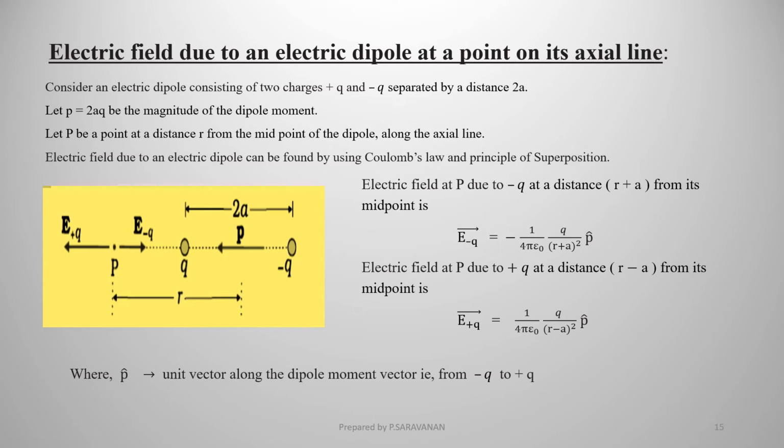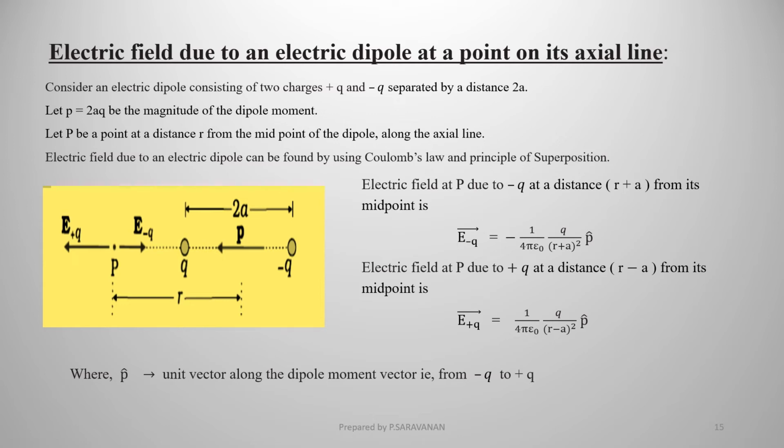Before getting into the derivation of the electric field due to the dipole, let us understand a few facts. You look at the diagram, the point P from the midpoint of the dipole is at a distance r. So, the distance of the point P from the negative charge minus q must be equal to r plus a. Similarly, the distance of the point P from the positive charge plus q must be equal to r minus a.